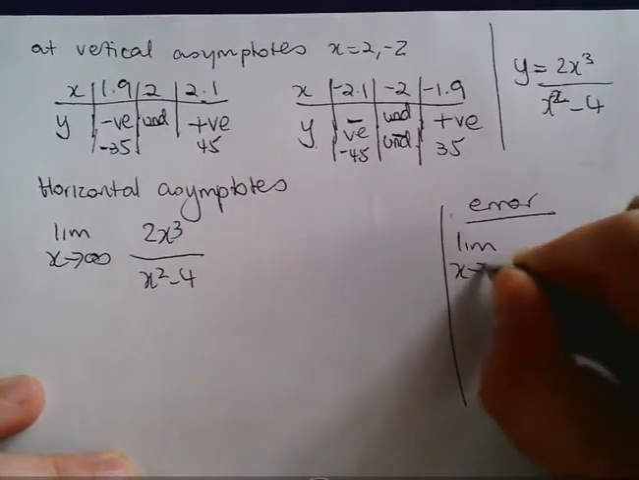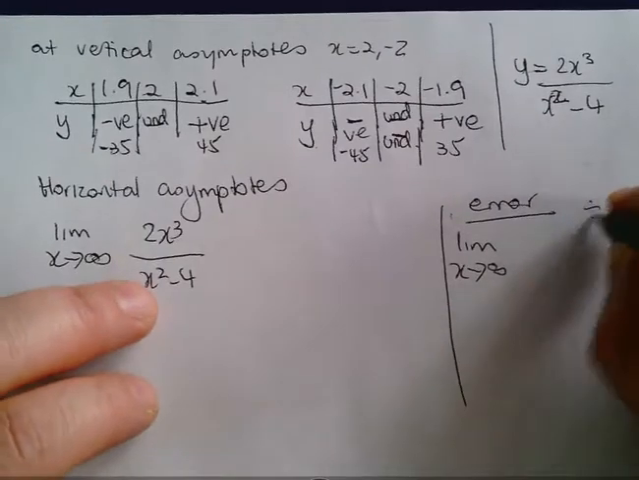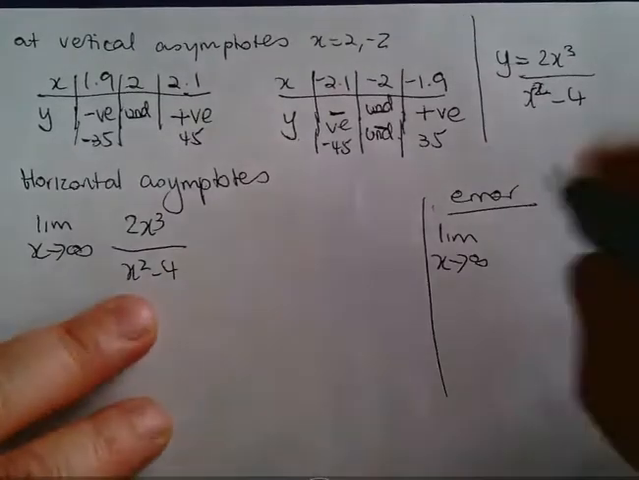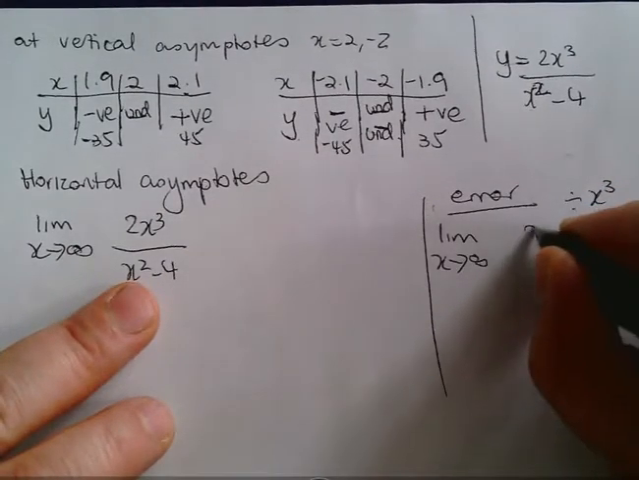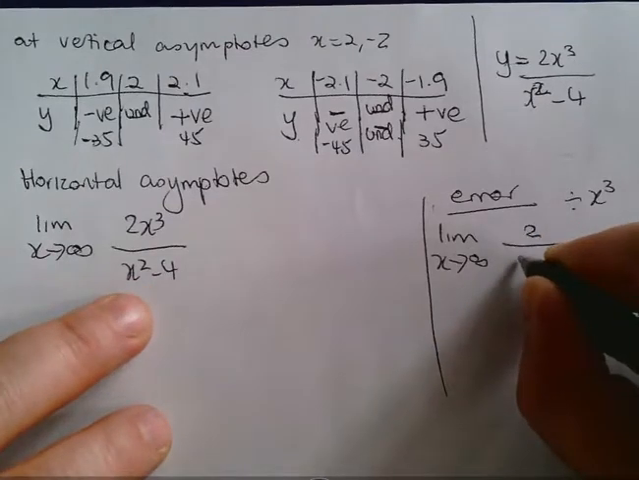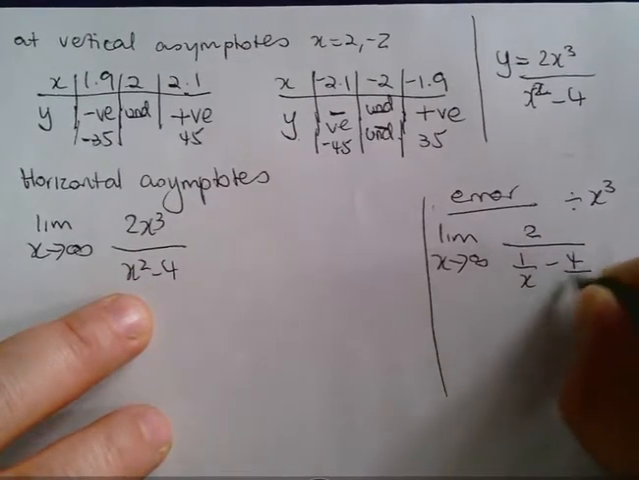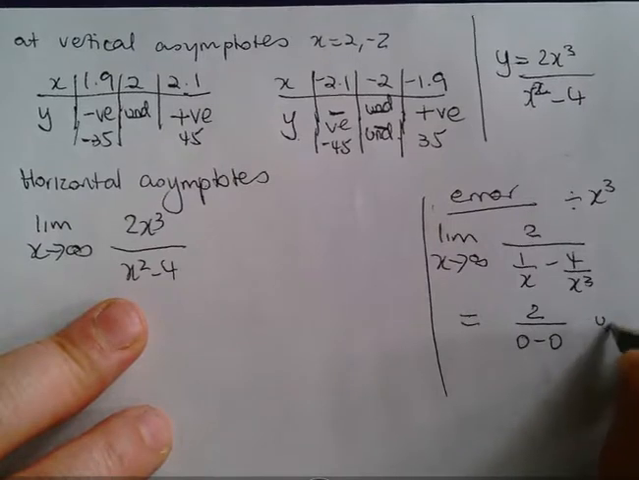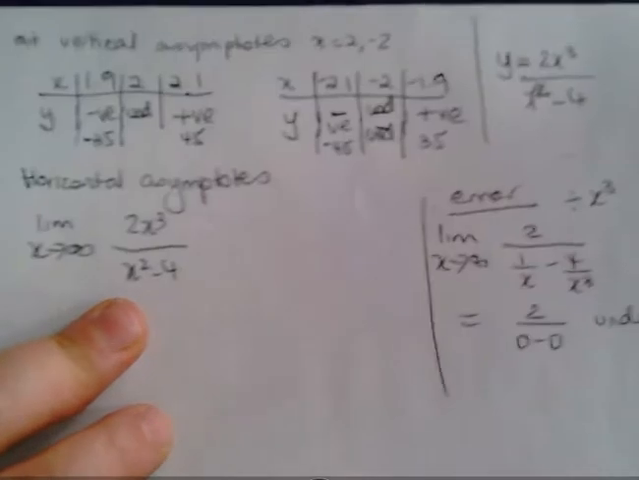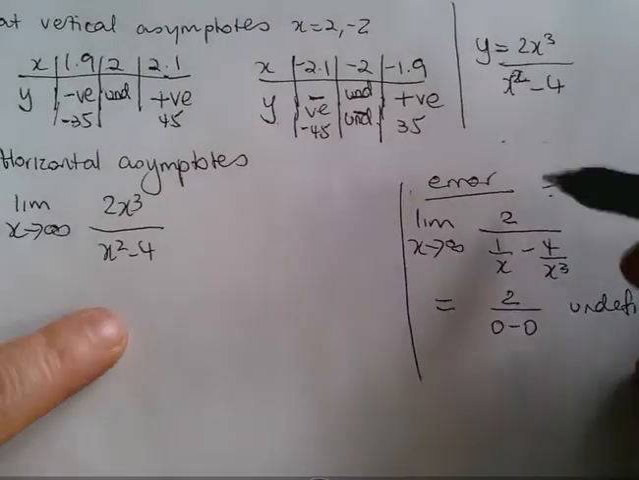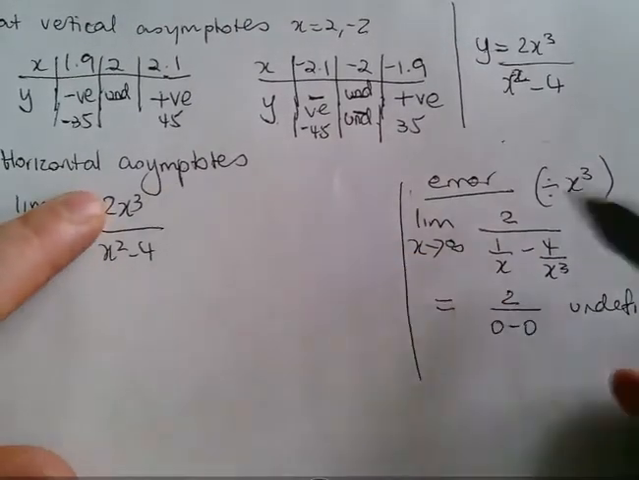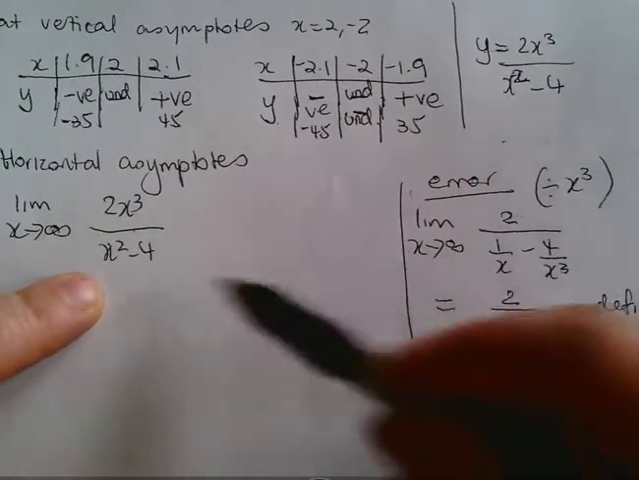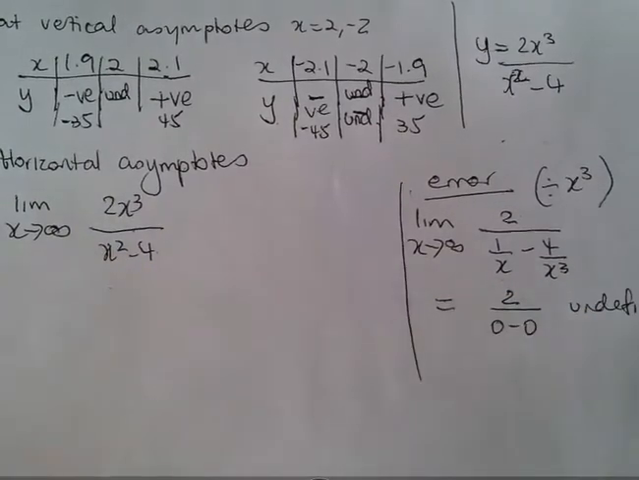So limit as x approaches infinity, and let's say you divide through by x cubed, the highest power, full stop. You won't be able to solve it. Look, 2x cubed on x cubed is 2, isn't it? Over x squared on x cubed is 1 on x, minus 4 on x cubed. Now that is 2 over 0 minus 0. That's undefined. If you divide through by the highest power of x, you get 2, x squared on x cubed is 1 on x, and minus 4 on x cubed.